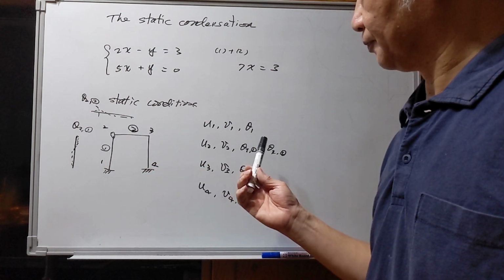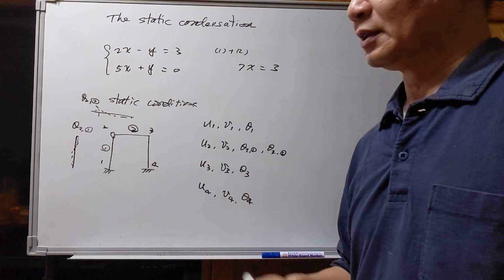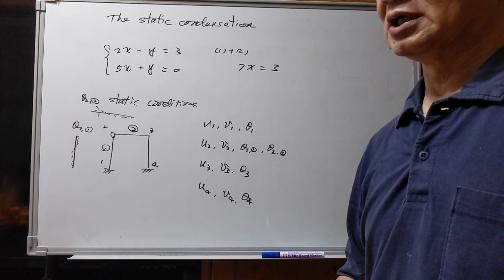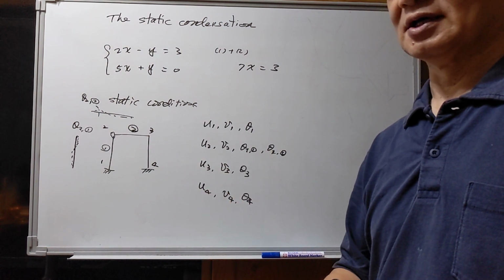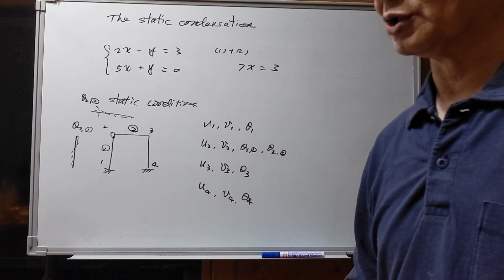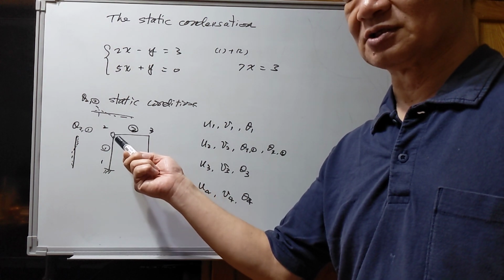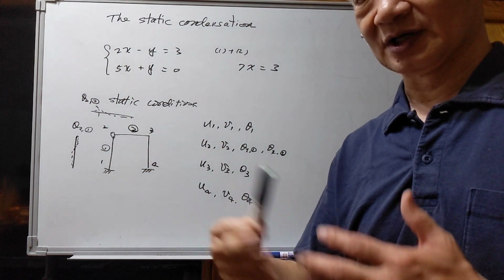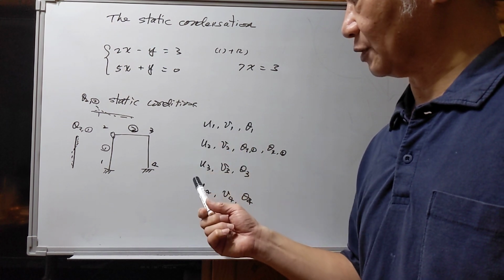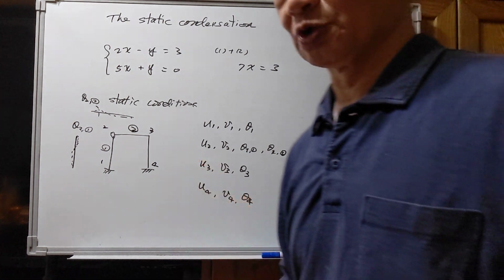But for joint 2, we need to assume theta 2-1 and theta 2-2, since there are two elements connected to this joint. Also, these two rotations are independent. They can be any value, and you cannot derive one rotation from the other. Okay, so we can solve the problem, but in this case we need to use two rotations for joint 2.